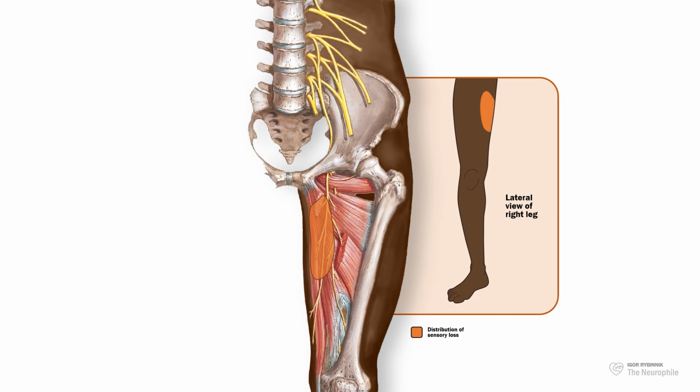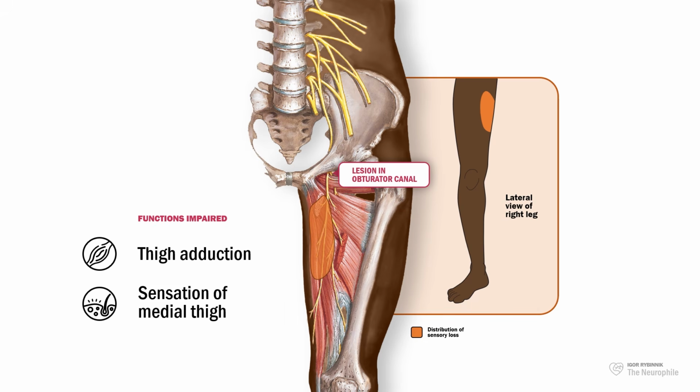The obturator nerve is commonly injured at the pelvic brim, particularly as it passes through the obturator canal. In this narrow, bony passage, the nerve is vulnerable to injury from pelvic surgery, childbirth, and masses. And the deficits? As expected, there will be weakness of thigh adduction.